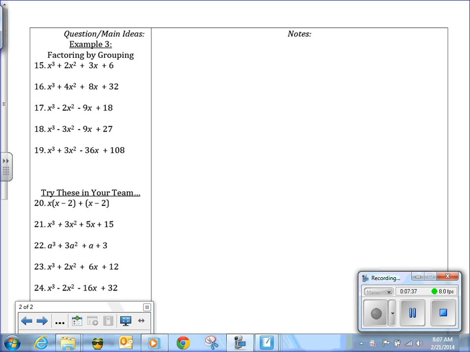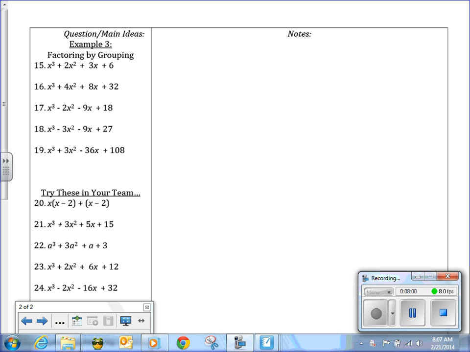Okay, now what we want to move on to is factoring by grouping. So what we really did with that distributive property is we did factoring. And what we're going to do, we're kind of putting together the whole distributive property, the whole greatest common factor, and we're putting it all together right now.